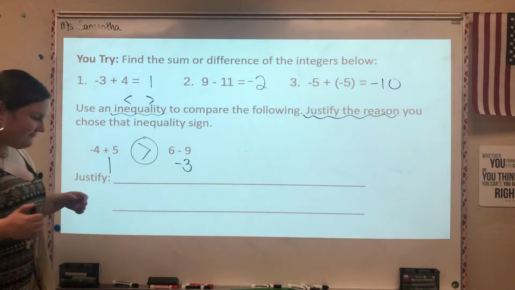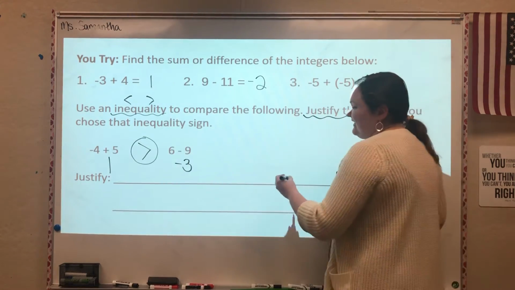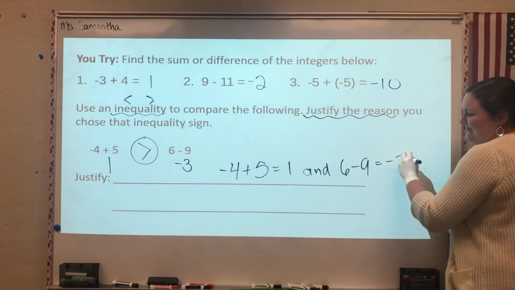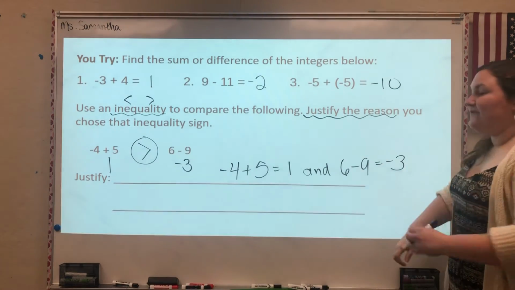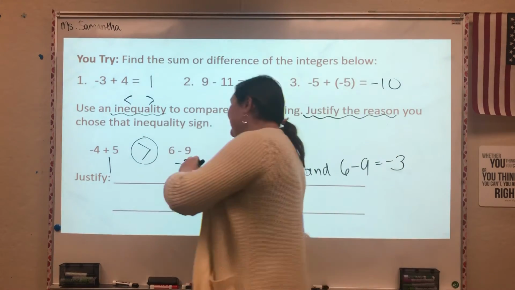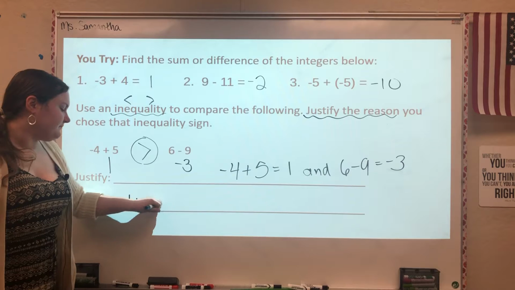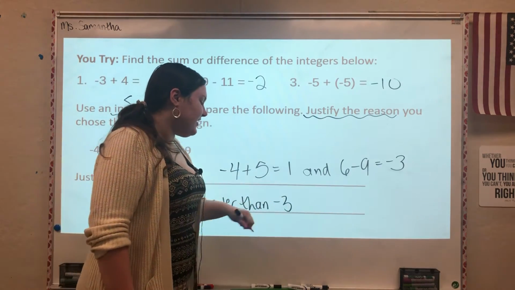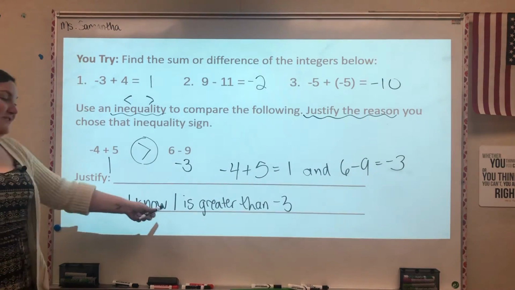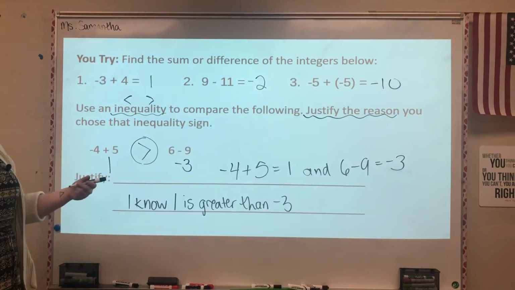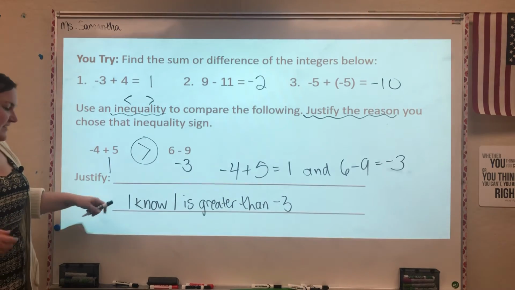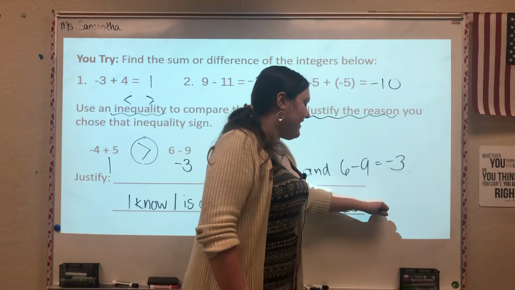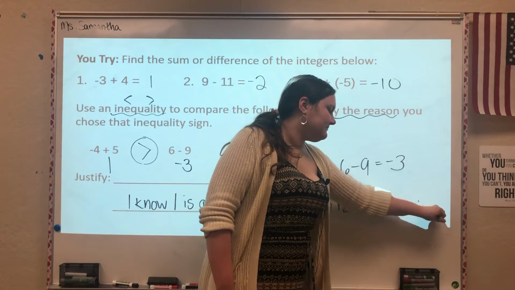Now, when it comes to my justify, there's lots of things you could say here, but I would probably say something like -4 plus 5 equals 1, and 6 minus 9 equals -3. All I did was write down the math I did. And then for the second part, how did I come up with the sign? I could say I know 1 is greater than -3. You could even say why. As I mentioned earlier, I know 1 is greater than -3 because 1 is positive and -3 is negative. But I could just finish this up by saying, I know 1 is greater than -3, so we need the greater than sign. And there you go.